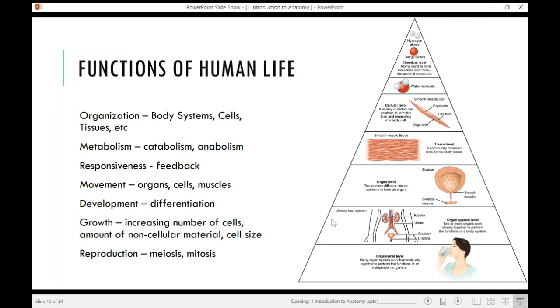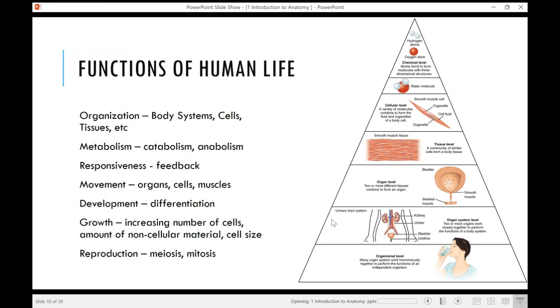Development: our body has to be able to differentiate or change. Our cells will change from just the simplest forms. So we started as an egg and a sperm. Each one of you began that way, but you don't look like an egg and you don't look like a sperm. That tells us that our cells are able to differentiate, or to change. We have to be able to grow, so we increase the number of cells. We can also increase the amount of non-cellular material, and our cell sizes themselves can change. There's a huge range of cell sizes. Eggs, for instance, are pretty large cells, while sperm is a really tiny type of cell.